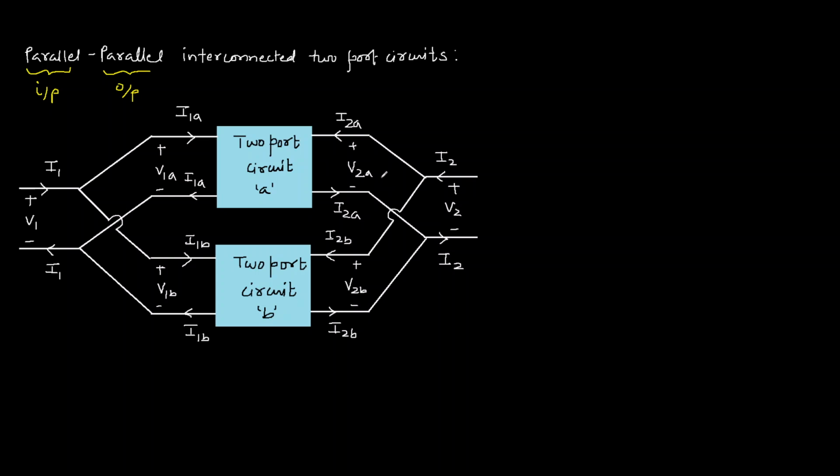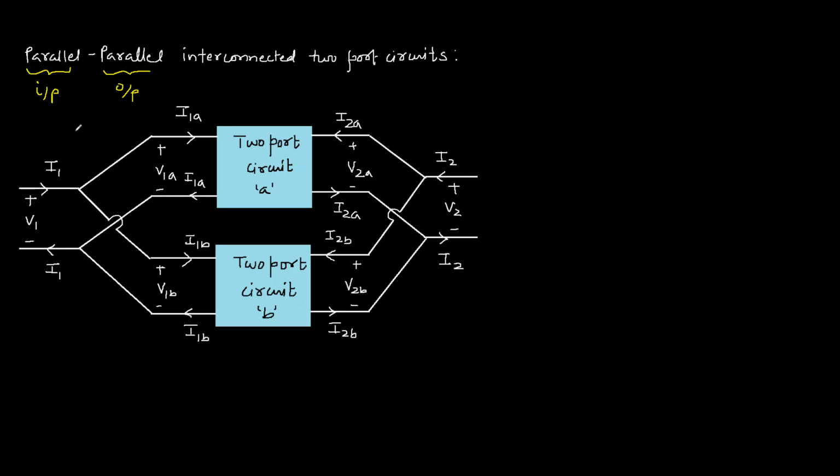Similarly, in port 2 of circuits A and B, the current I2 is divided into I2A and I2B, and the voltage V2 appears across port 2 of circuits A and B. So current is dividing and the same voltage is appearing across port 2 of circuits A and B. So at port 2 we have a parallel connection.